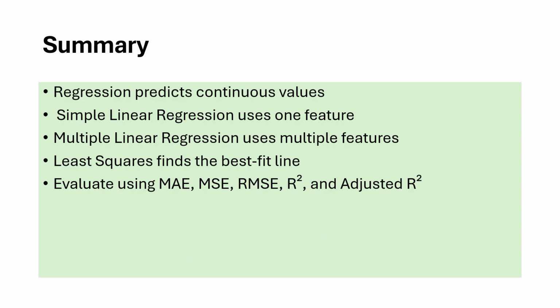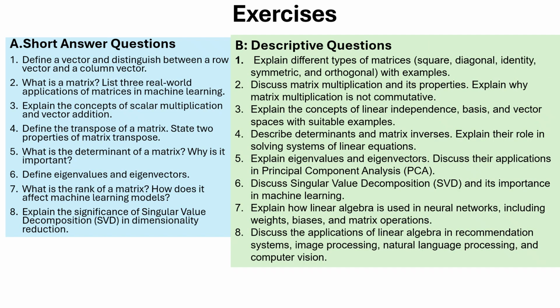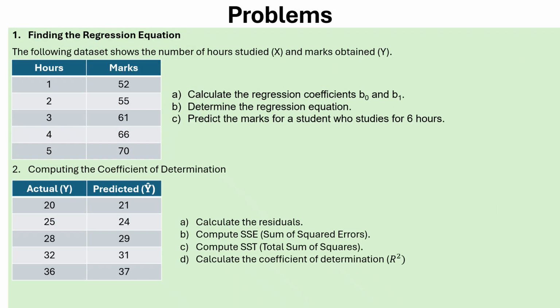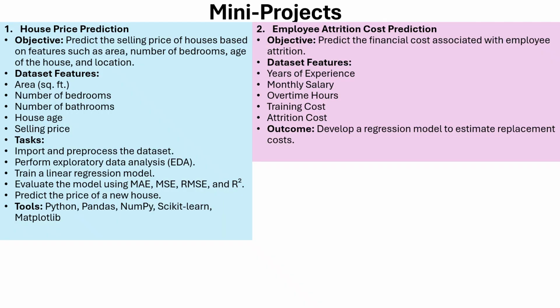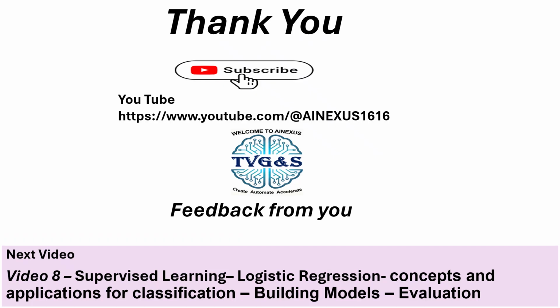So summary, regression predicts continuous values. Simple linear regression works with one feature. Multiple linear regression uses multiple features. And then you can evaluate using mean absolute error, mean squared error, root mean squared error, and the R squared coefficient. So these are some of the references. These are the short answer and descriptive answers. And some problems also are given here for making you understand. And some mini projects are also given. I request you to try these.